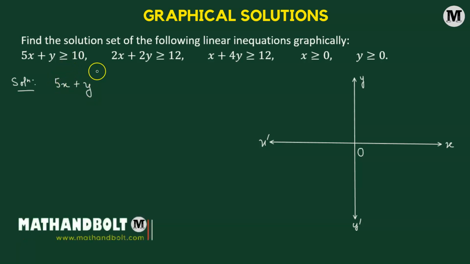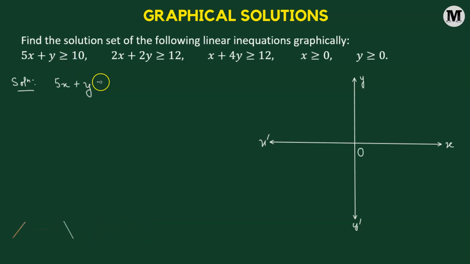All we have to do is replace the inequality symbol, greater than or equals to, with an equality symbol, and this will be equals to 10. Now this is a linear equation in two variables x and y. We're going to sketch the graph of the linear equation. As we can observe here, the line divides the xy plane into two regions.